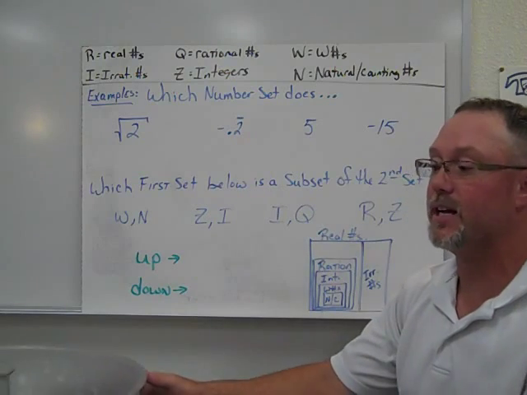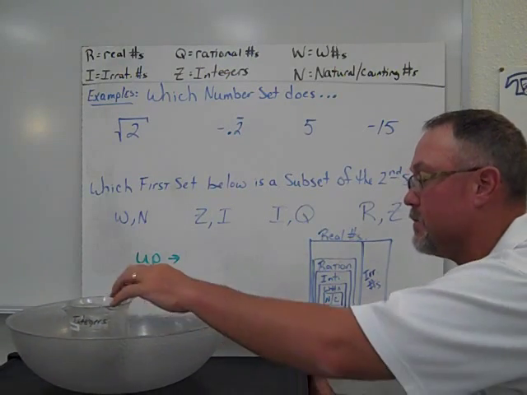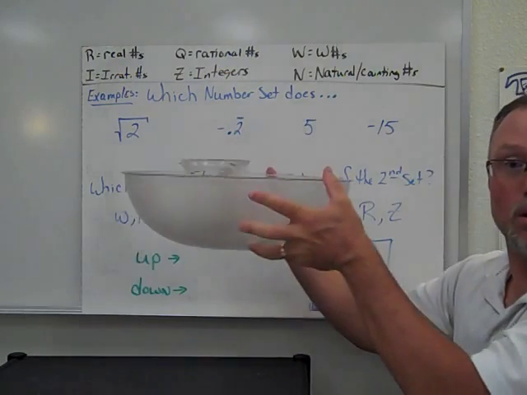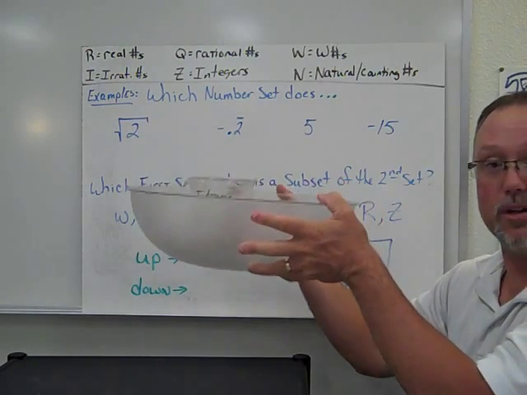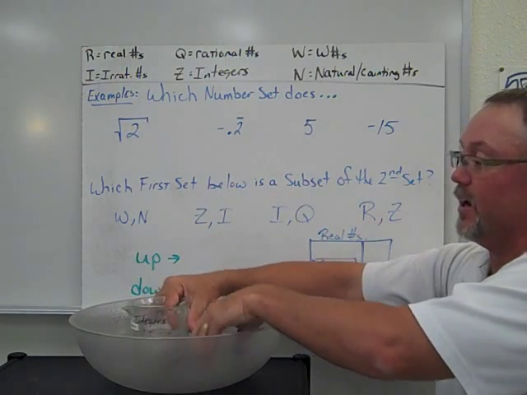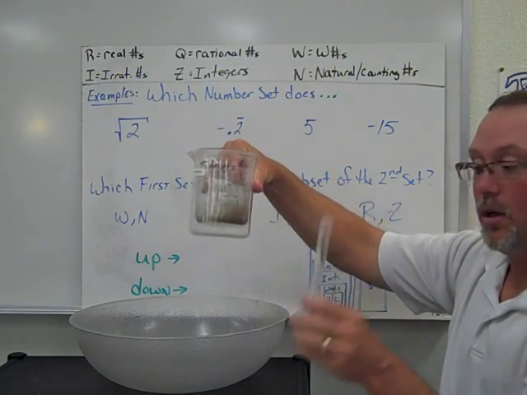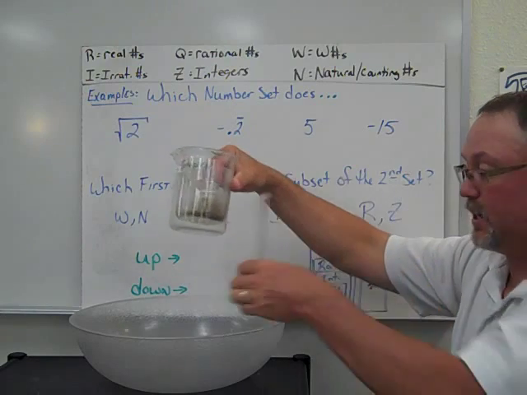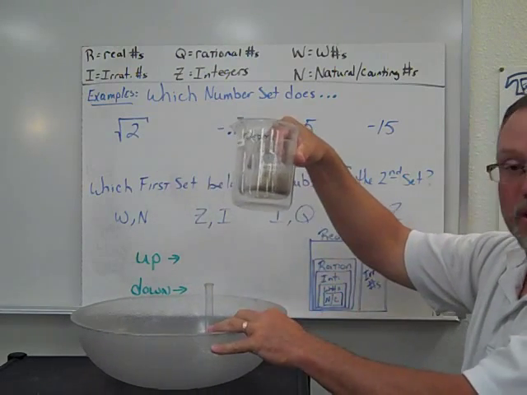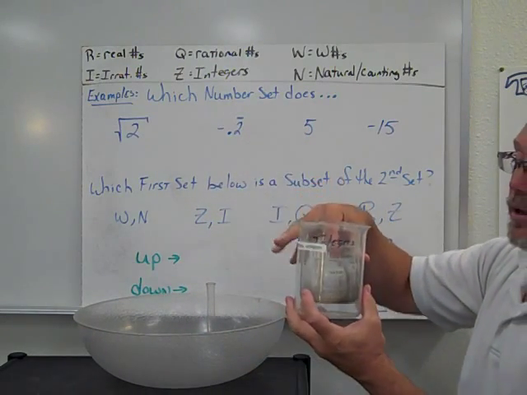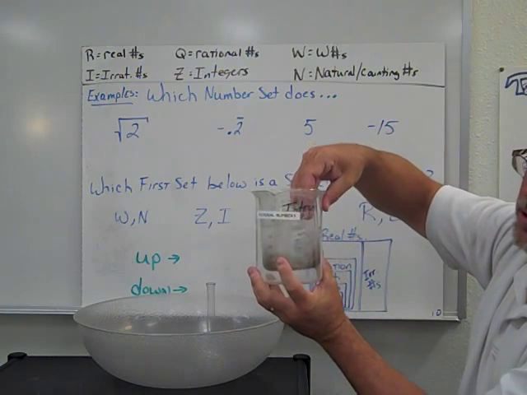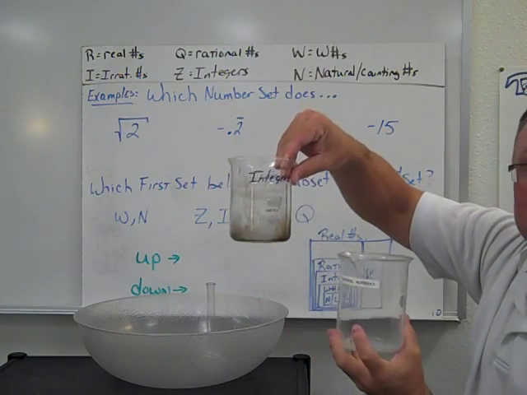I can also use it as an example of this. I have a big bowl. The big bowl represents real numbers. Inside of there, I have irrational, rational. The only thing that this is a subset of is the real number, so it would fit in the bowl. Inside my rational numbers, I have integers.